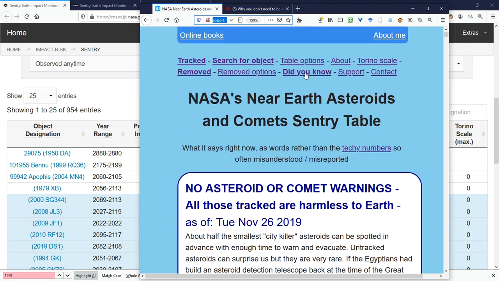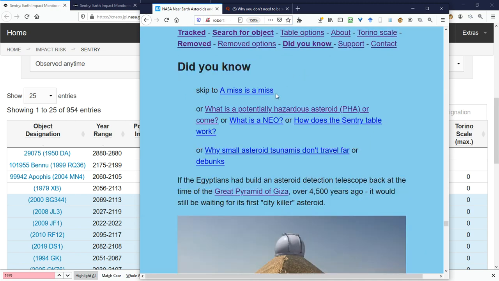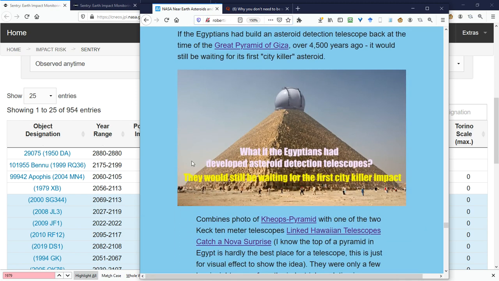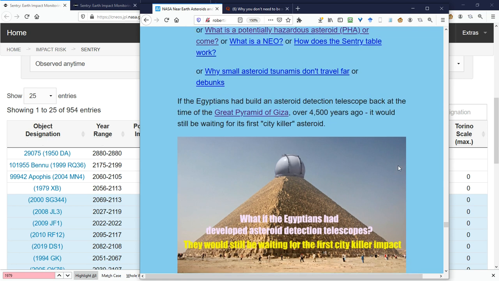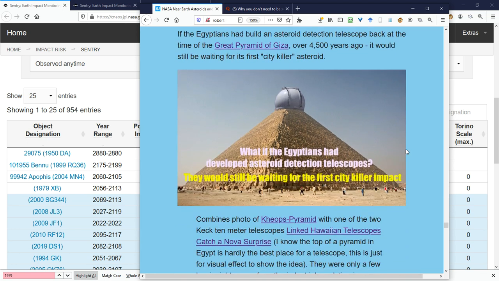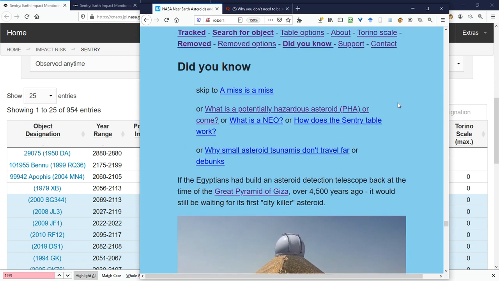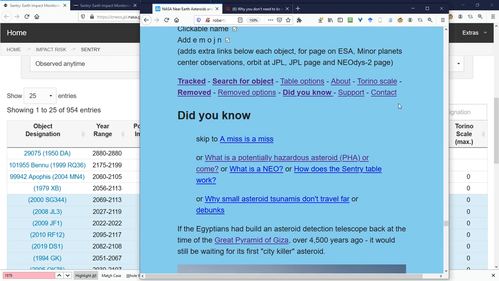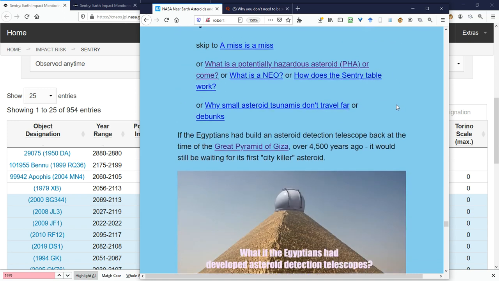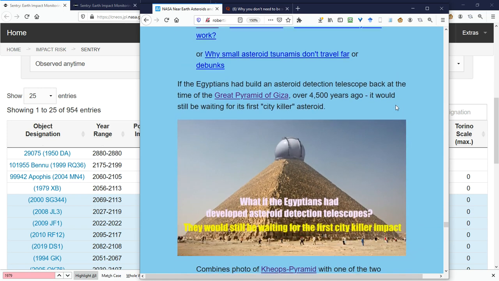And there are lots of various other things you can explore around here. Did you know that if the Egyptians had developed asteroid detection telescopes, they would still be waiting for the first city killer impact? These things are really, really rare, even the smallest ones. The Chelyabinsk one, all you would have needed is to warn people, and they would have all been saved from their injuries. I think I've said everything.